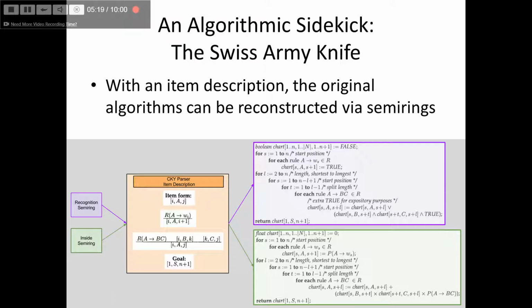And here's where semirings fit into the picture. If we take a recognition semiring and we plug it into this generic item description, out pops our original algorithm. And the same goes for an inside semiring: out pops the original inside algorithm. So we can see that semirings at their core are kind of Swiss Army knife plugins that plug into an algorithmic structure and out pops something new.